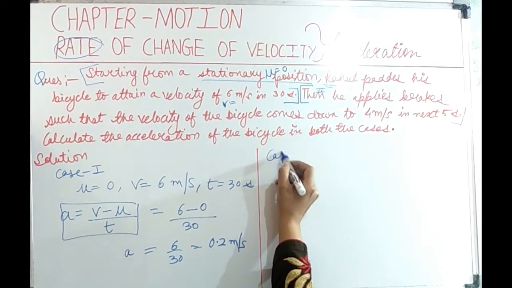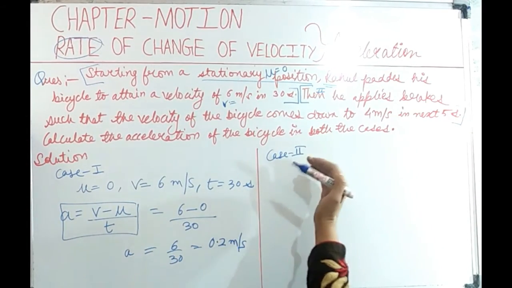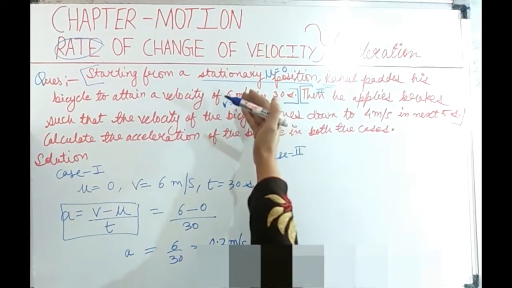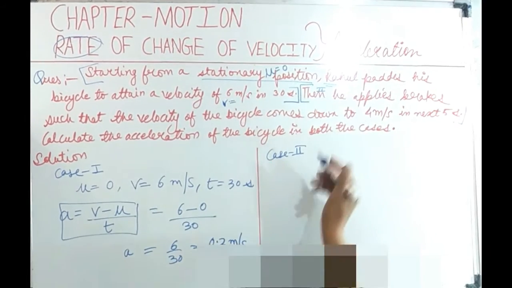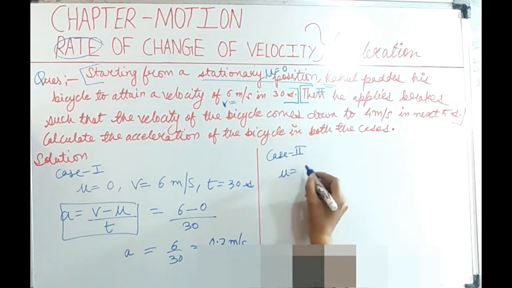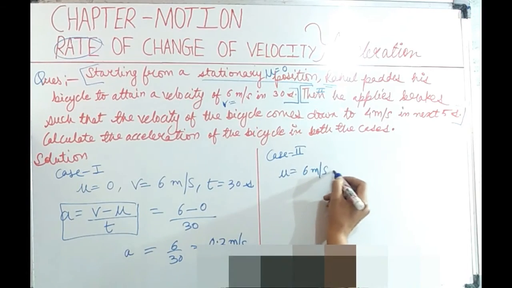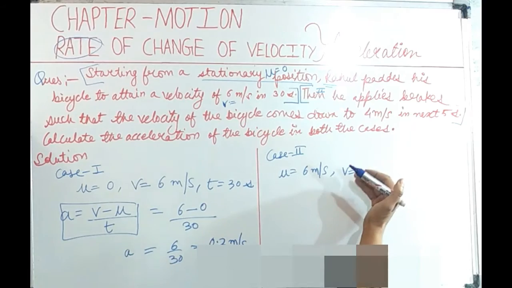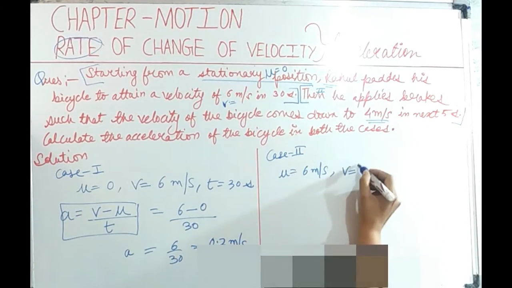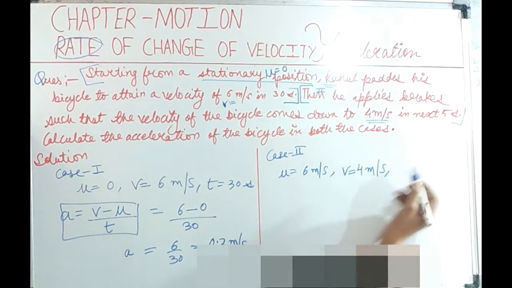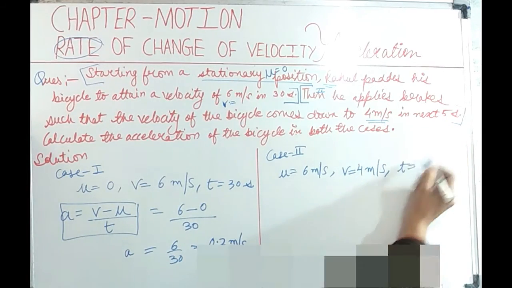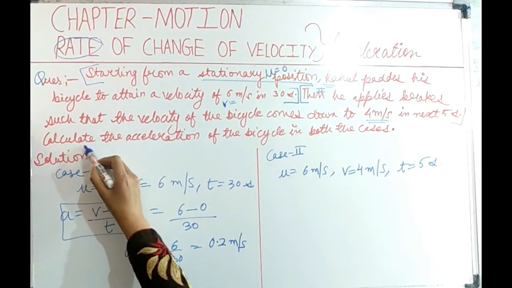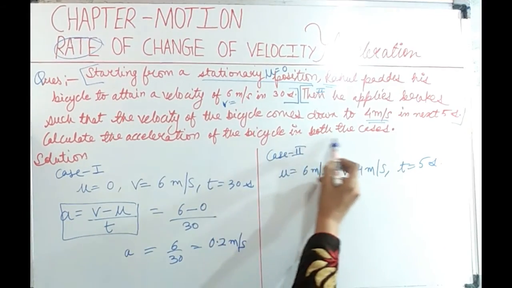Let's consider case number 2. What is happening in case number 2? Earlier the bicycle rider Rahul, he was moving with the velocity 6 meter per second. So here u, that is initial velocity, becomes 6 meter per second. When he applies brakes, now the new velocity, that is the final velocity, becomes 4 meter per second. And the time taken is 5 seconds here. It is given in the question. You have to find out, calculate the acceleration of the bicycle in both the cases.